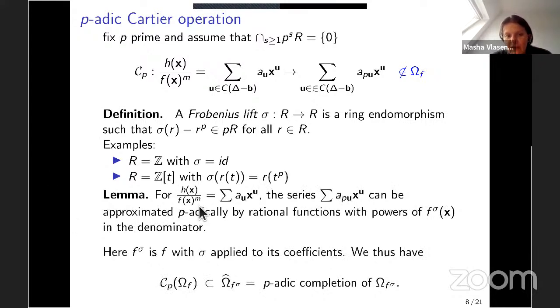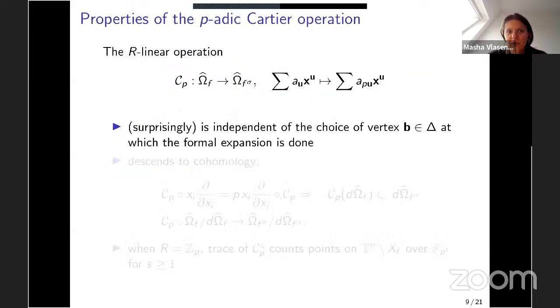Okay, so assume that we have a Frobenius lift on the ring R. Then it turns out that after we apply the Cartier operation to the formal expansion of a rational function with powers of f in the denominator, the result can be approximated p-adically by rational functions with powers of f sigma in the denominator, where f sigma is f with sigma applied to its coefficients. By this lemma, the image of our module omega f is in the p-adic completion of the module omega f sigma. So performing these operations leads us out of the module omega f, but it is well defined on p-adic completions.